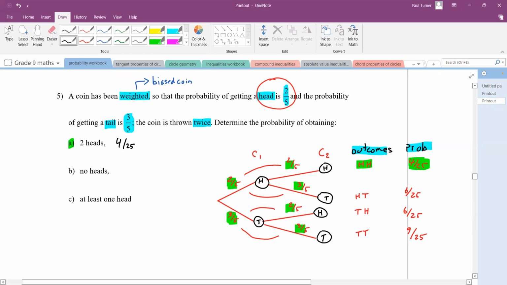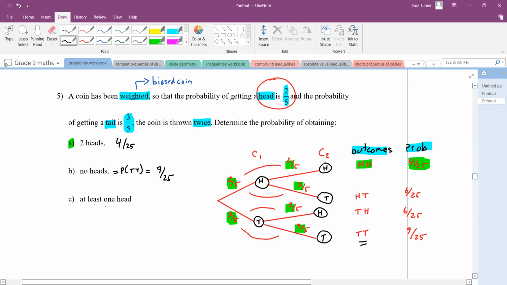No heads. Well, no heads is the same as having 2 tails, isn't it? All of these 3 here have heads in them, the top 3. But this one down here has no heads. So that's actually the same as probability of 2 tails. So we can write that as 9 on 25.